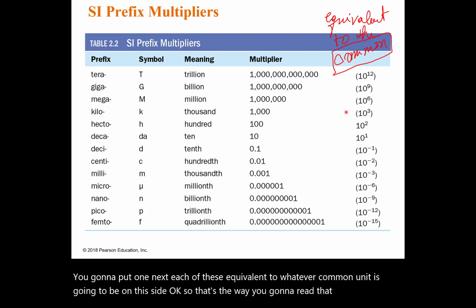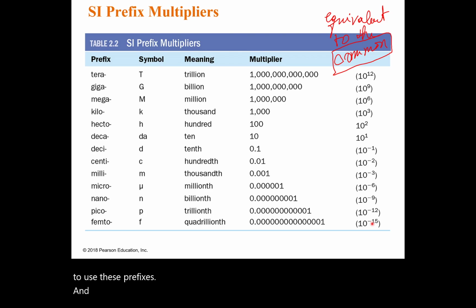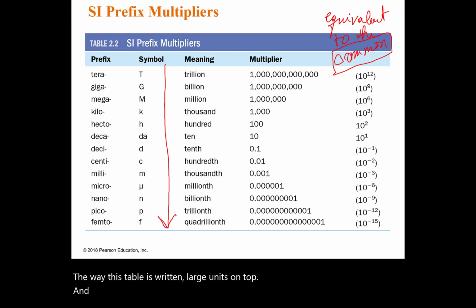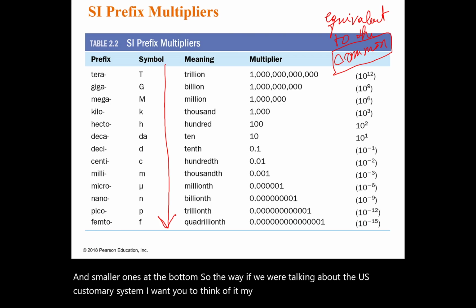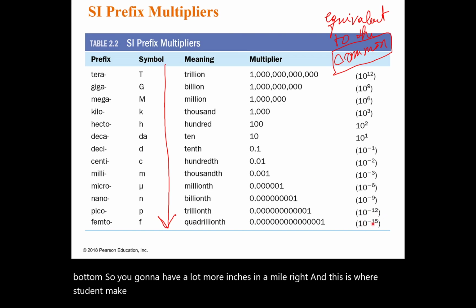This table is where students make a lot of mistakes. So I urge you to read it properly, be able to use these prefixes, and always think about it logically. The way this table is written, large units on top and smaller ones at the bottom. If we were talking about the US customary system, I want you to think of it as mile on top and you have inches at the bottom. So you're going to have a lot more inches in a mile, right? And this is where students make mistakes with the exponents. They go positive or negative.